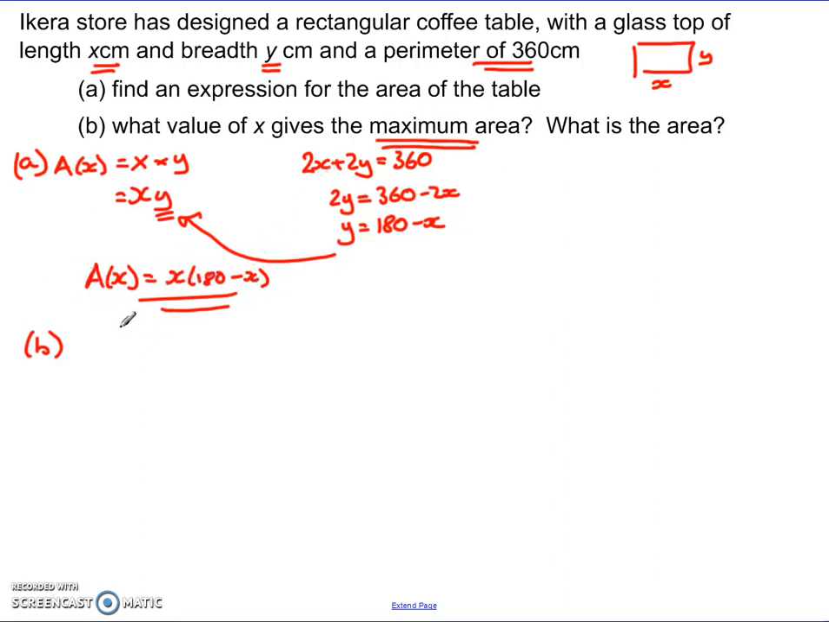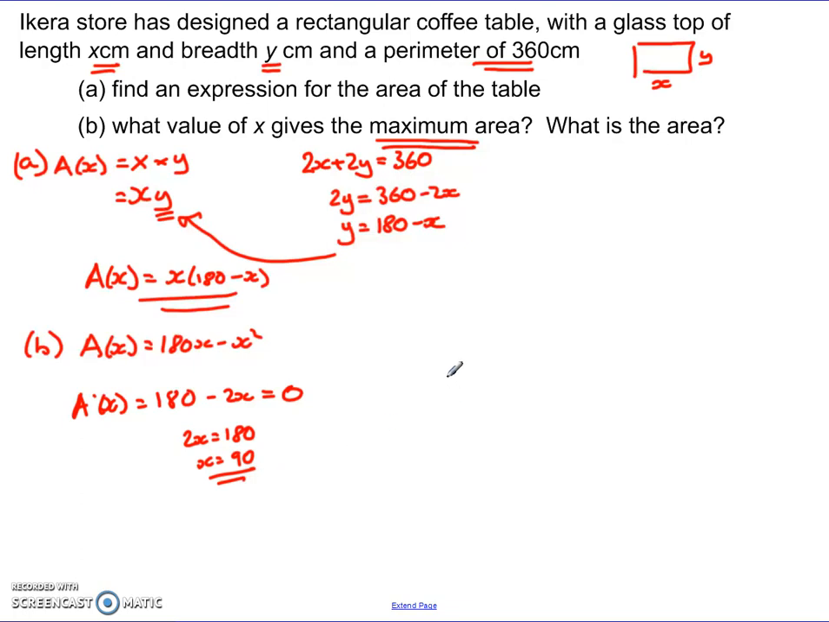So the first thing we have to do is make sure we can take the derivative, so I get rid of the bracket. So I get A of x equals 180x minus x squared. Now that I've got that, I can take my derivative, set it equal to 0, solve it, and find the value of x which I'm after. So A dashed of x equals 180, reduce the power, bring it down, minus 2x. And I know for the maximum area, set it equal to 0. Now we solve it. So 2x equals 180, so x equals 90. So for my maximum area, x has to equal 90.